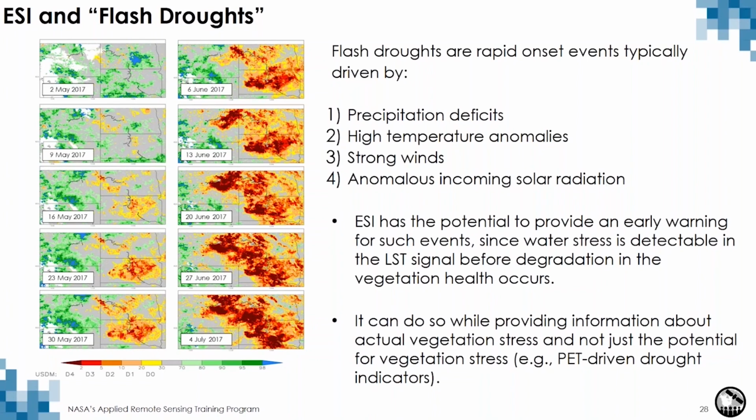And the economic impacts of these flash droughts are significant, and our ability to try to mitigate and understand and provide early warning of them has become a real thrust of new research in the drought community. And these ET methods, such as ESI and some of the other methods, have really shown the ability to provide us some early warning so that some mitigation strategies can be applied.